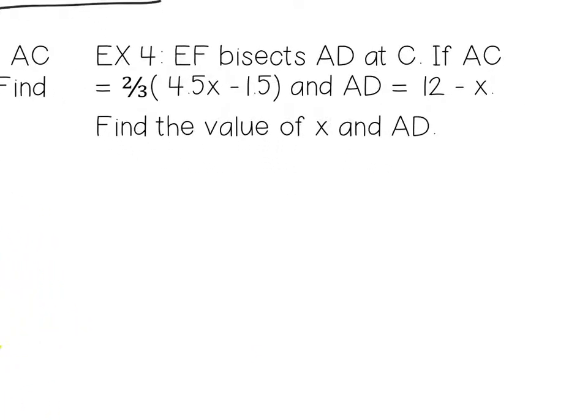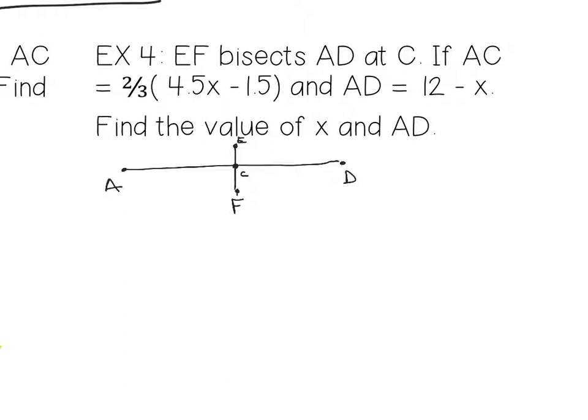Now I want you to try example 4 on your own, and this one says that EF bisects AD at C. So we're going to draw the diagram. So A, D, C, E, F. So I want you to try this one on your own, and then we'll go over it.